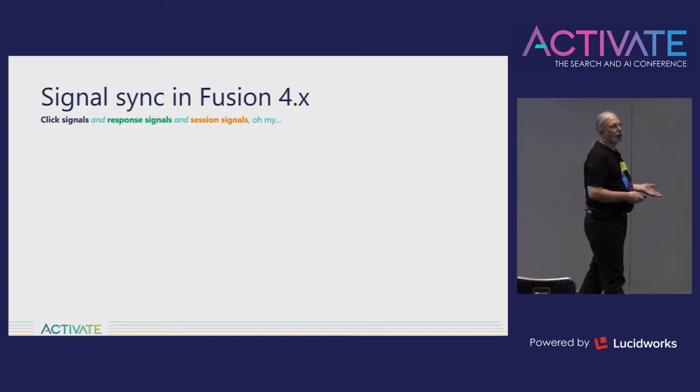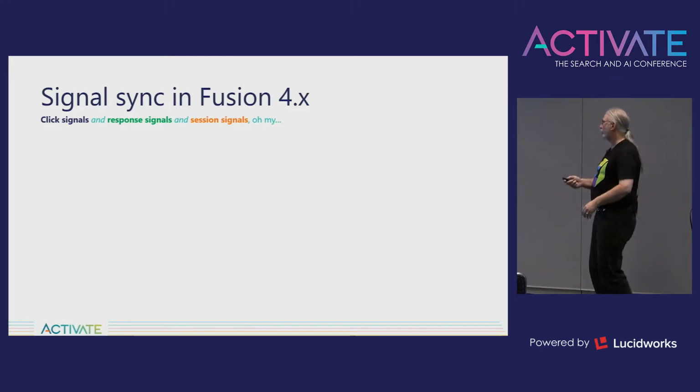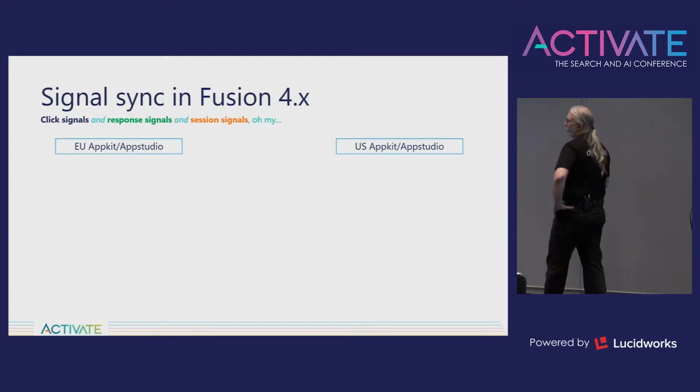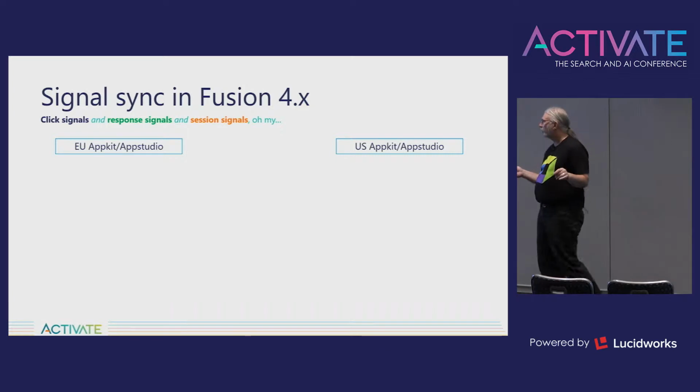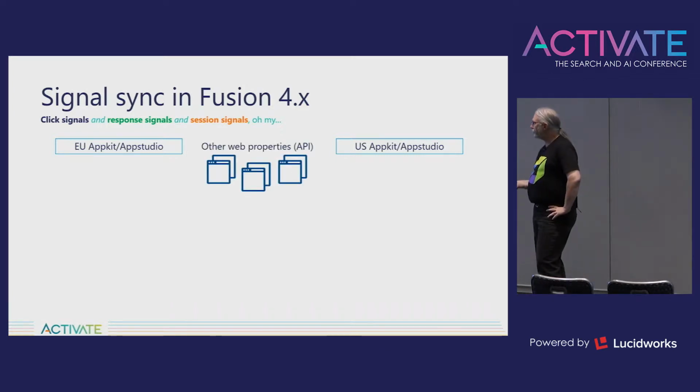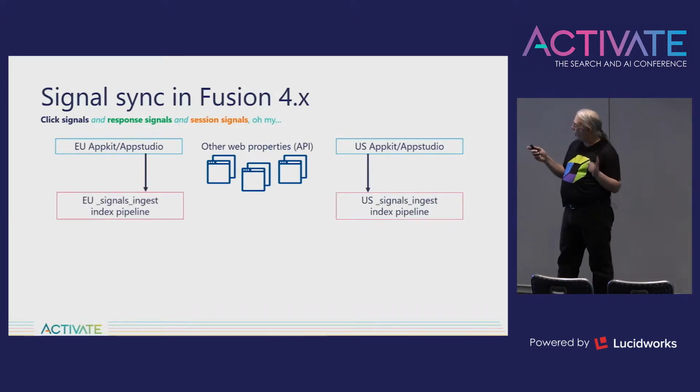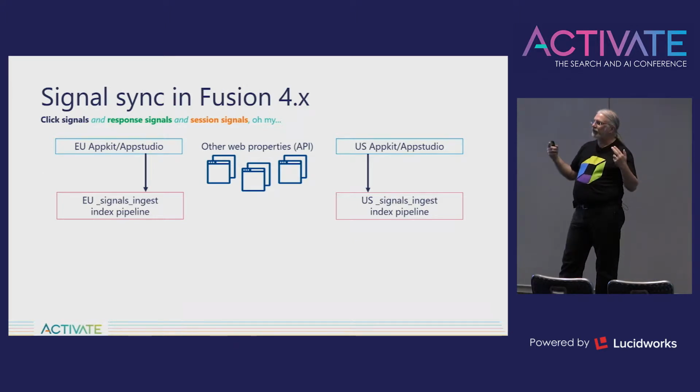So what changes when we're in 4X? Well, wow, everything changes. So now we have AppKit, AppStudio, again, in their respective clusters. And we still have our independent web properties that are also leveraging our search. And in both cases, and this is a difference now, the incoming signals are bound to their local cluster. You can't tell AppKit to send it someplace else. If you enjoyed that feature in 3, get ready to lose it.